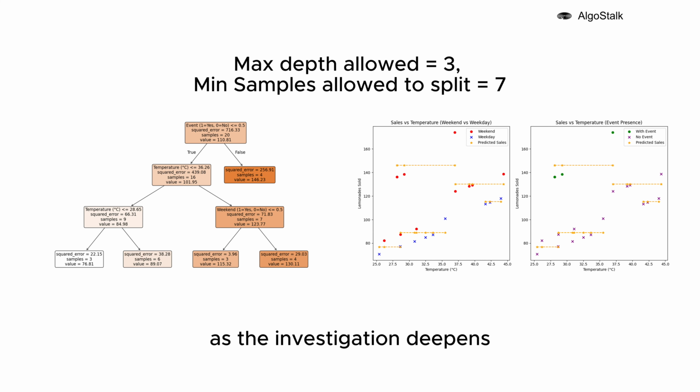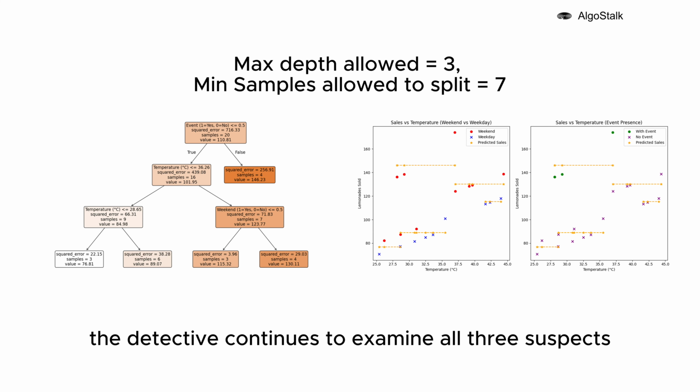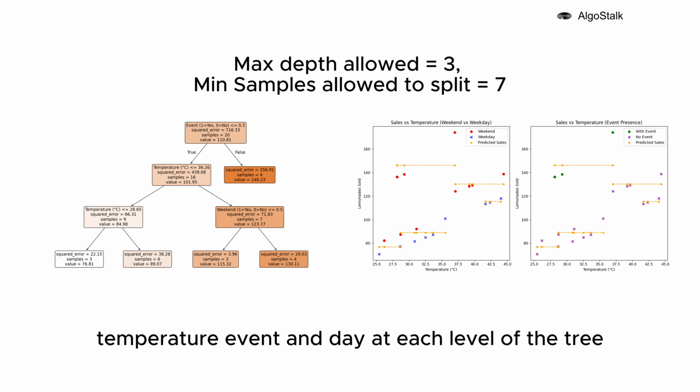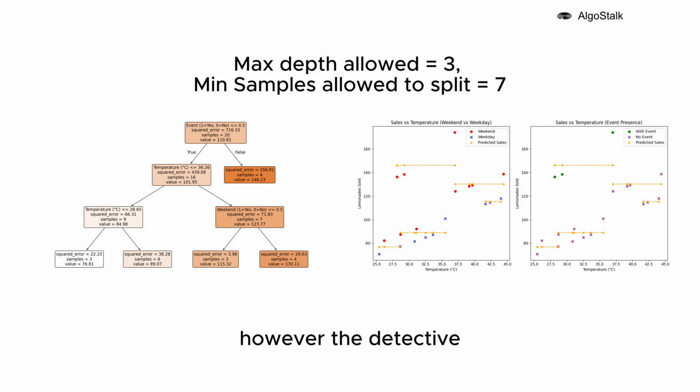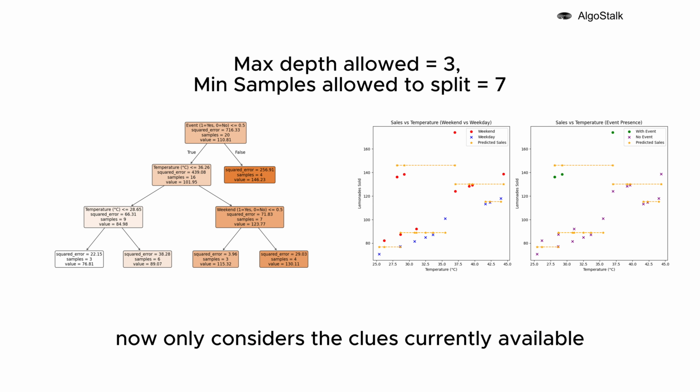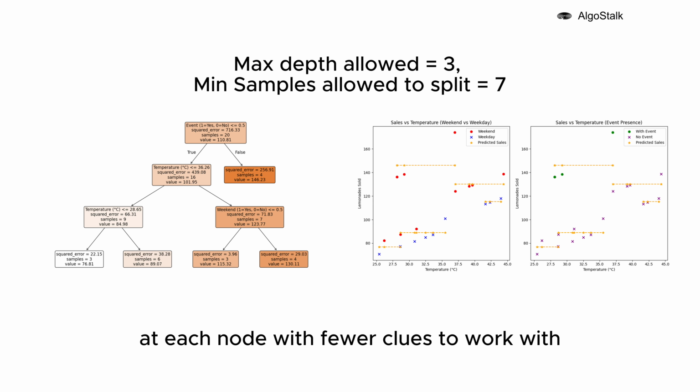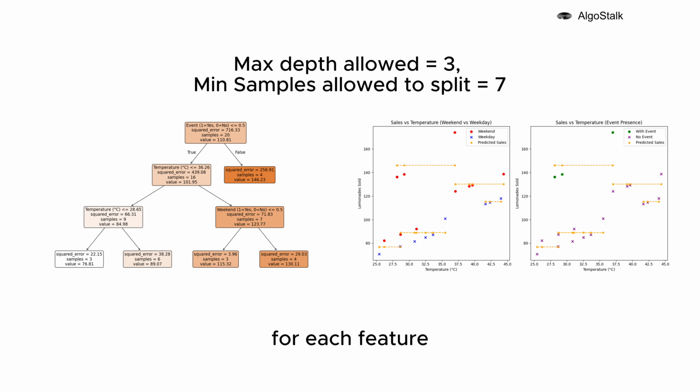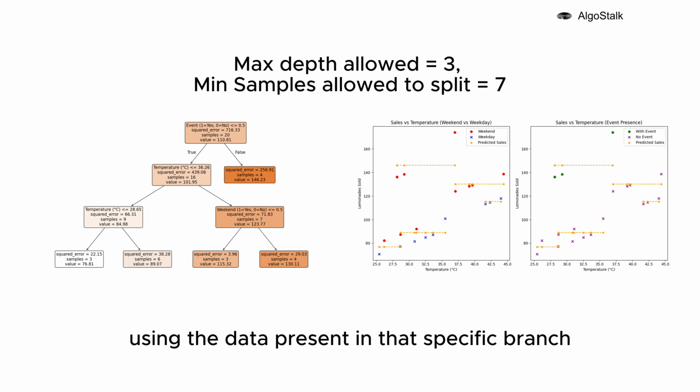As the investigation deepens, the detective continues to examine all 3 suspects, temperature, event, and day at each level of the tree. However, the detective now only considers the clues currently available at each node. With fewer clues to work with as the tree branches out, the detective calculates the weighted MSE for each feature, using the data present in that specific branch.